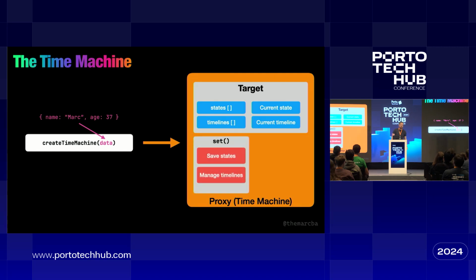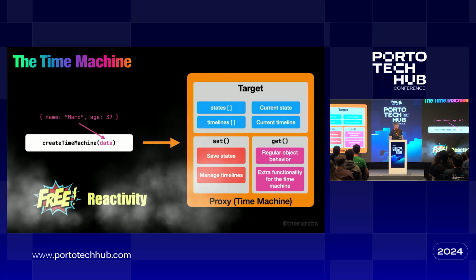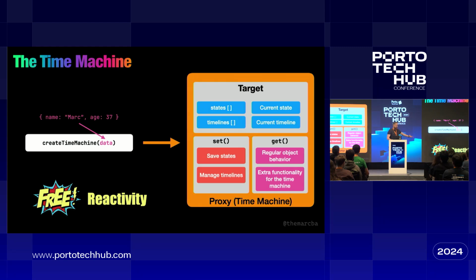Then we override some setters to save the states, to manage some timelines, and also we override getters to represent the regular behavior of our object or of our proxy, and to add some extra functionality for our time machine. With all of this, we also get free reactivity. So this is one of the first things we do. We add free reactivity because why?